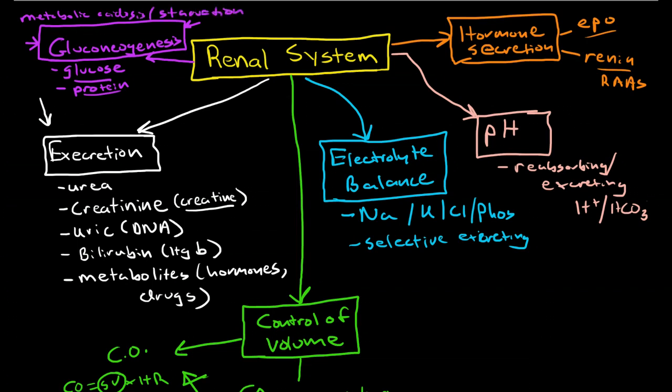Okay, so these are 6 different functions of the kidney. Again, excretion is the major one that everyone thinks of, and control of volume is second. Electrolyte balance, pH balance, hormone secretion, and last but not least, gluconeogenesis. Okay, so we will talk about each of these in more depth. I'm not going to go into much more depth with gluconeogenesis, but I will talk about all the others in much more depth in future videos.